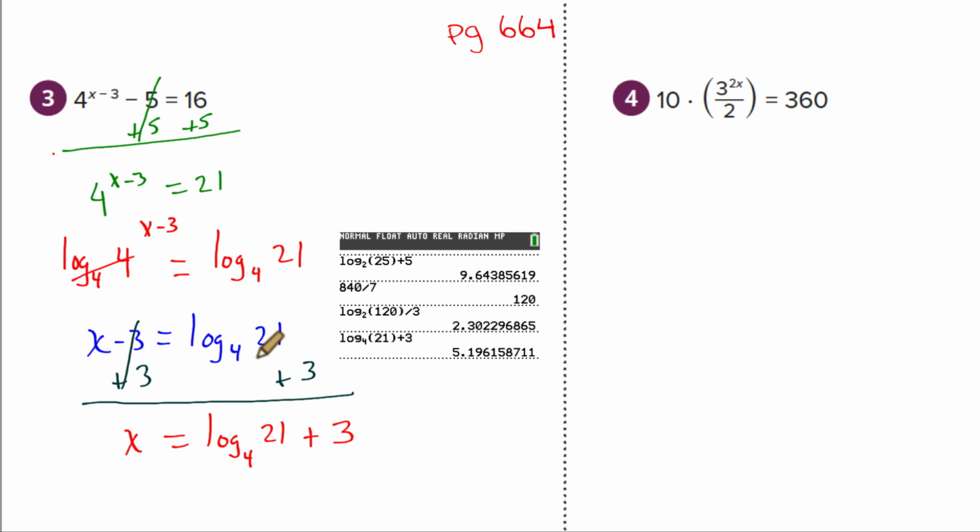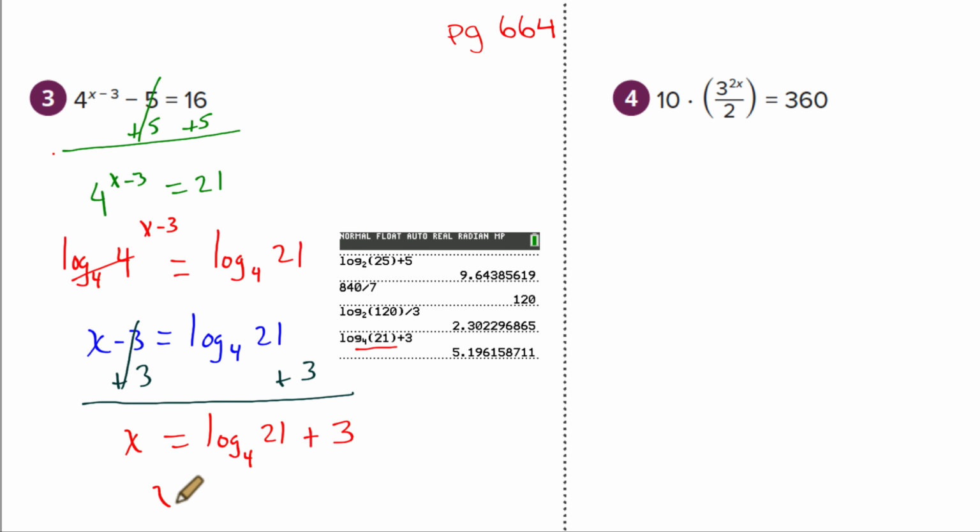And again, be careful. You can't just add 3 to the 21 because it's log base 4 of 21. That's one identity right there, one thing by itself. But you figure that out and then you add 3 to it, which in our calculator looks like this. Log base 4 of 21, and then we add 3 to it. And we get 5.196.